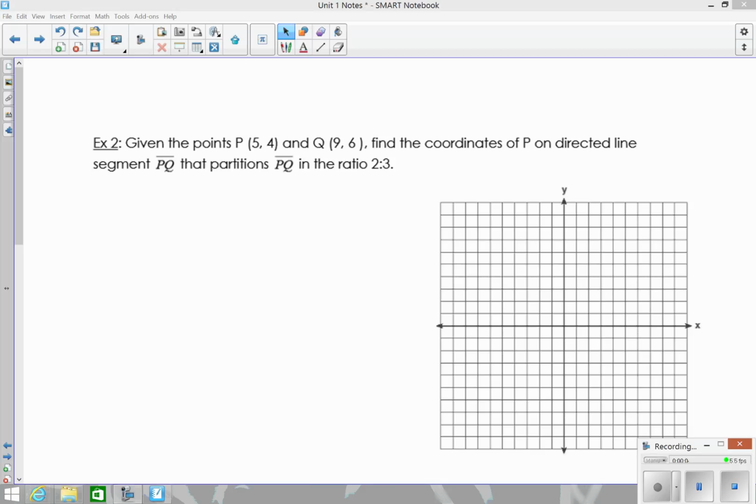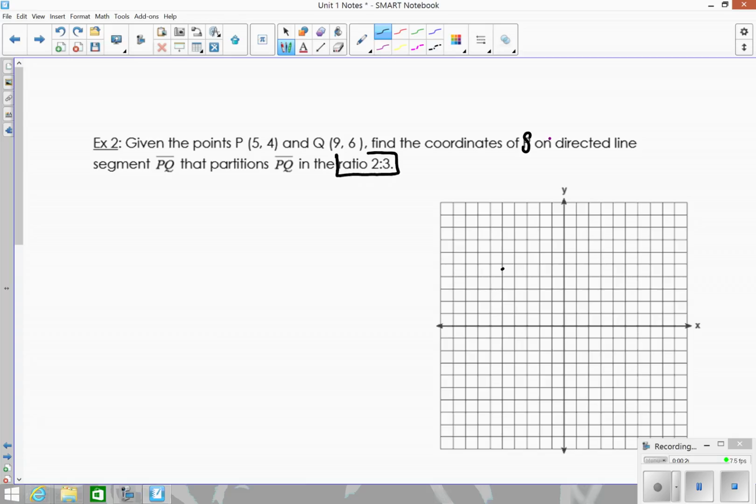In this example, we're given points P and Q, and we want to find the coordinates of point S on the directed line segment PQ that partitions PQ in the ratio of 2 to 3. So that means we have to start at point P, and then we're going to end at point Q, and we need to make it a 2 to 3 ratio.